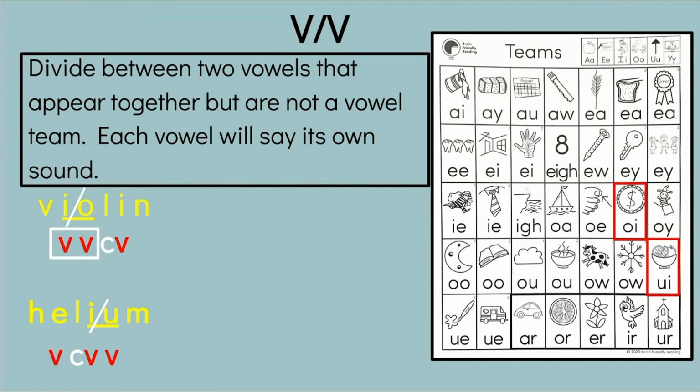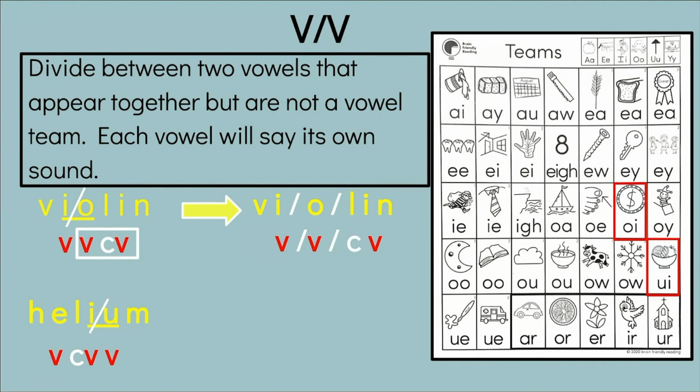We continue to mark the rest of the word, and now we work between these two vowels, and we see a VCV pattern. We will try first choice and divide after the vowel, which makes the O say its long sound. And this is what the word looks like after dividing, and we read the word violin.